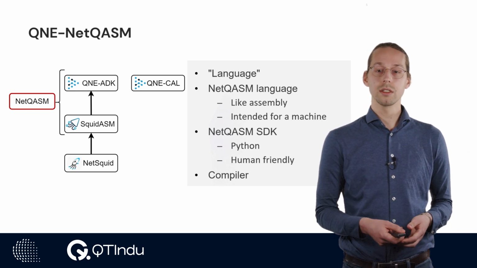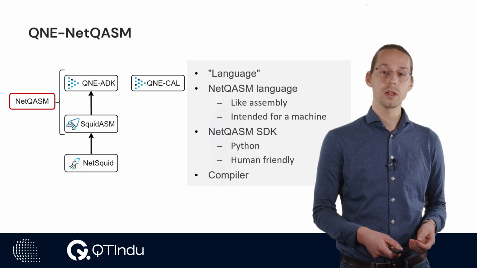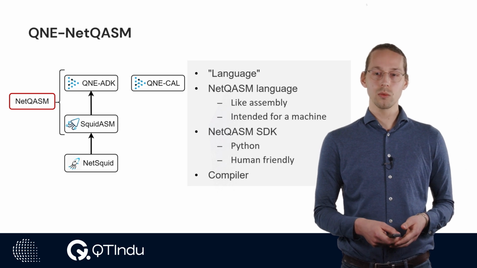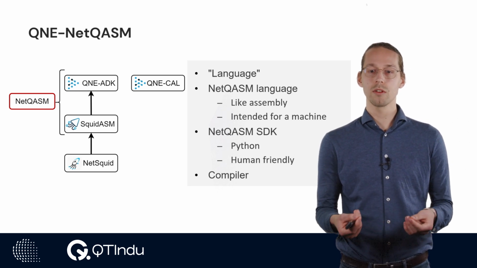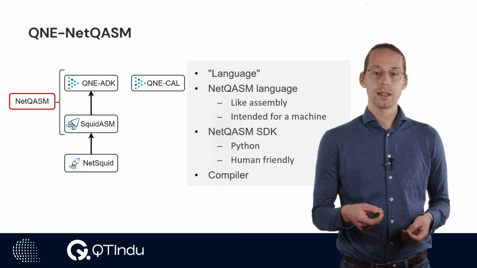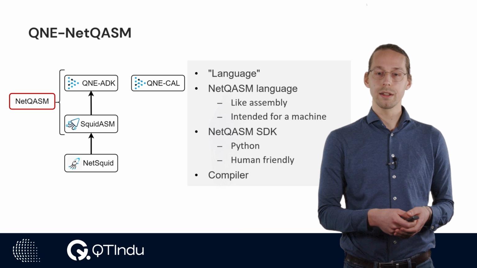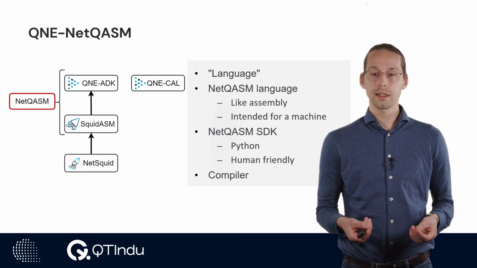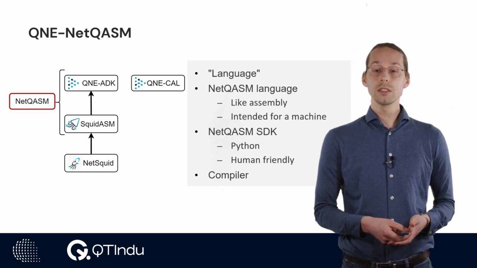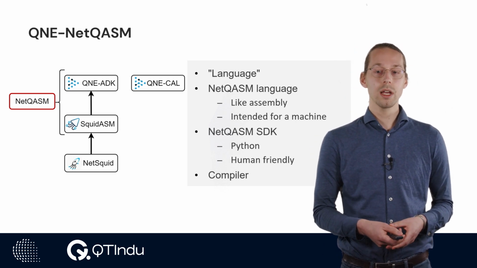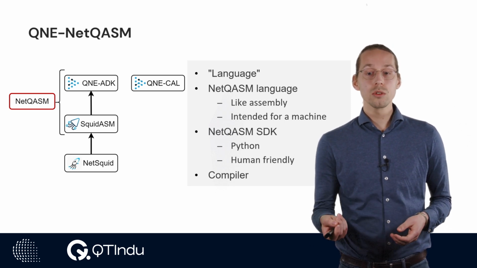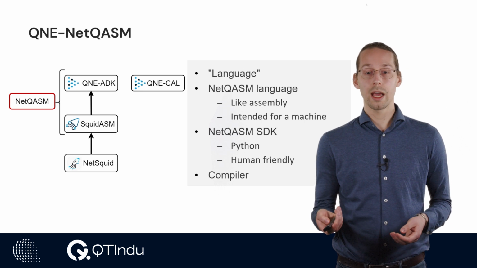The second part is the NetQASM SDK. This is what a user will interact with when they are writing an application. The NetQASM SDK provides a way to write an application in Python in a human-friendly way. Using the compilers that are also located in the NetQASM package, the application written in Python will be converted into the NetQASM language that can then be executed or simulated. Most of these details are hidden from an application developer and they only need to learn the NetQASM SDK. That is then used for both SquidAsm and QNE-ADK.